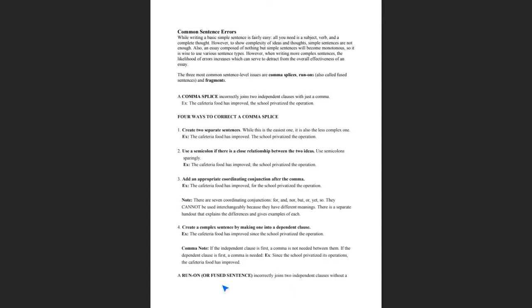The next mistake is a run-on or fused sentence. And to be honest, a run-on or fused sentence is not that different than a comma splice. The only difference is that whereas a comma splice incorrectly uses a comma to separate 2 complete sentences, a fused or run-on sentence has no punctuation mark between them. And so the 2 independent sentences are run together. For instance, the cafeteria food has improved the school privatized the operation. So you have 2 complete sentences there that doesn't indicate where one thought ends and another one begins.